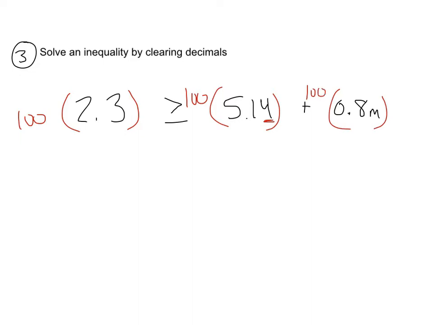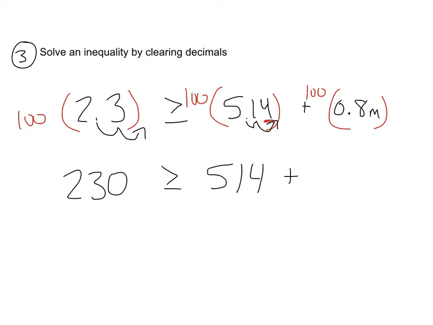So when you multiply something by 100, remember it's just like moving the decimal 2 places to the right. So 2.3 becomes 230, greater than or equal to. Multiplying by 100 here, this decimal gets moved to the right twice. So 5.14 becomes 514 plus 100 times 0.8. Going to move him 2 places to the right.